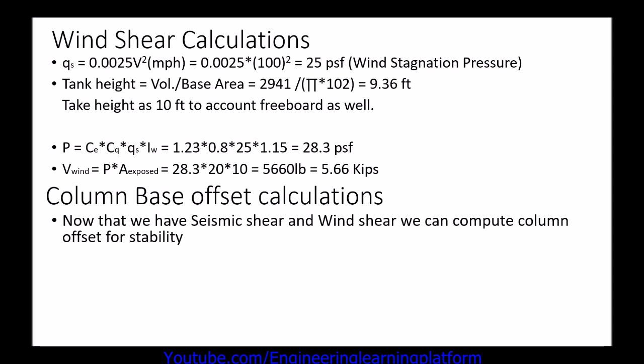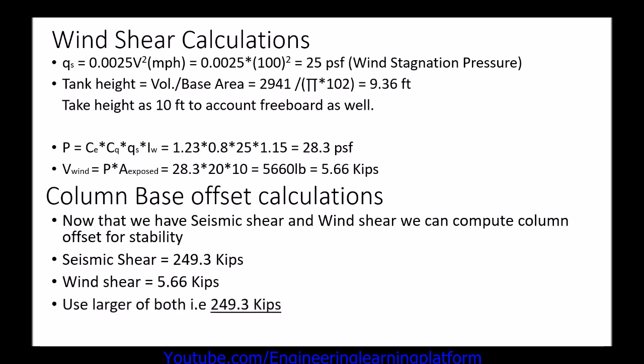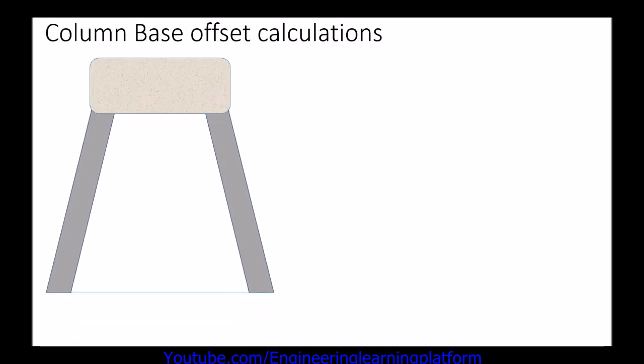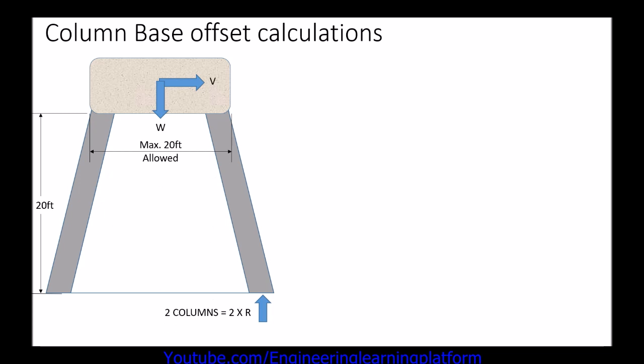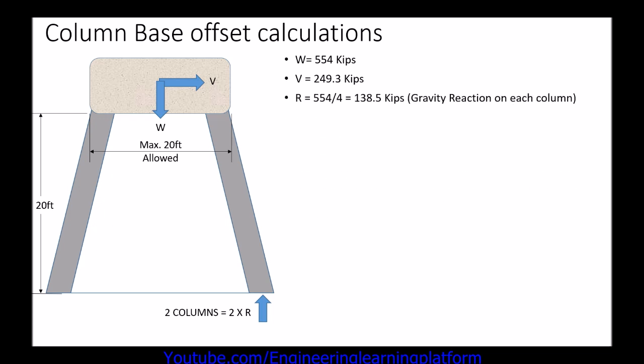Now we have seismic base shear and wind shear. We can compute the column offset. So the higher value of base shear is 249 kips due to earthquake, which will be used for the calculation of base offset of the column. For that we will use the basic equilibrium equations of moment. The reaction on each column is 138.5 kips gravity reaction due to weight of the water tank and the water.